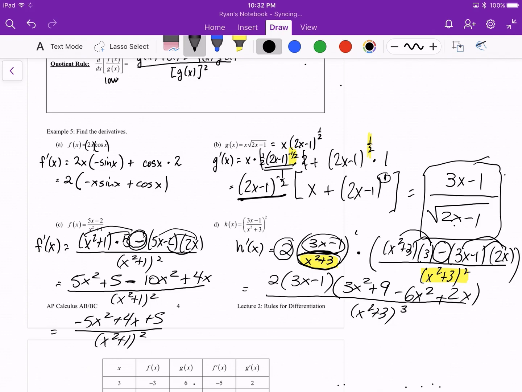And then the last thing I need to do is collect the like terms in this final parentheses that's right here. Okay, so if I collect those like terms, rewrite everything that I have down. So 2 times 3x minus 1. And then multiplied by what? Negative 3x squared plus 2x plus 9 all over x squared plus 3 cubed. Okay, and there is my final answer for that.